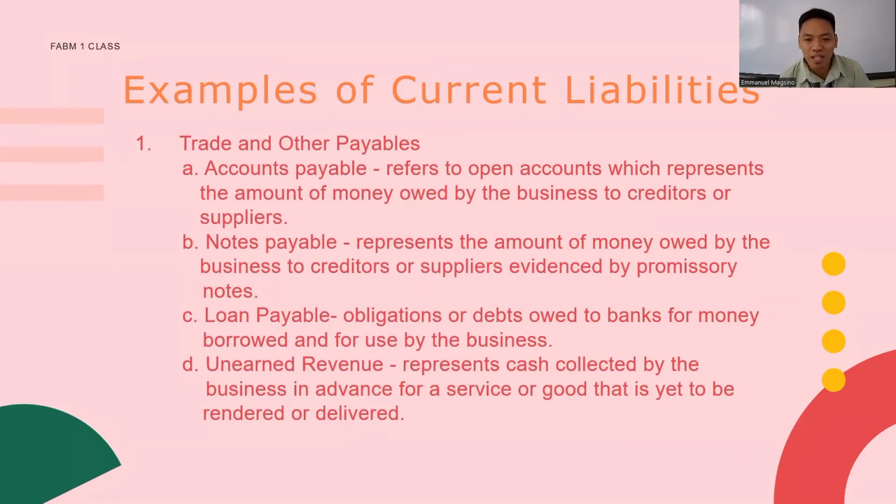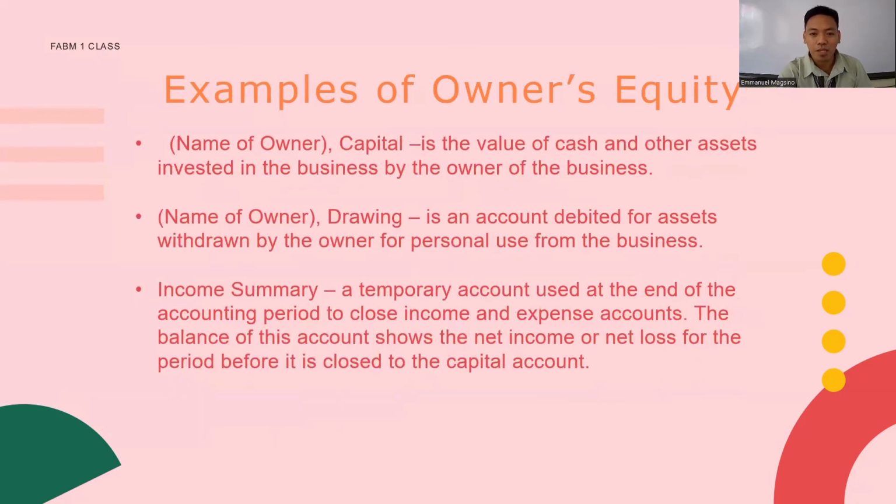Next, notes payable. This represents the amount of money owed by the business to creditors or suppliers evidenced by the promissory notes. Yan. So nag-i-issue ng notes payable kapag merong utang yung isang company. Yan. So yung evidence doon ay yung tinatawag na promissory note. Next, loan payable. These are the obligations or debts owed to banks for money borrowed and for use for the business. So ito yung mga loans na inuutang sa bangko. Yan. Next, unearned revenue. So this represents cash collected by the business in advance for a service or good that is yet to be rendered or delivered.